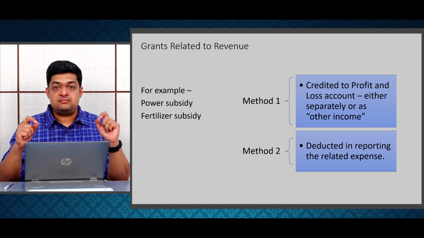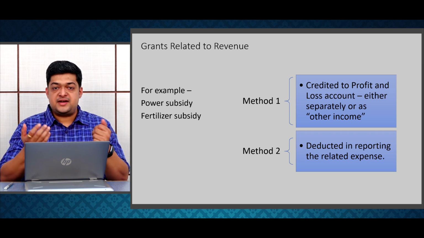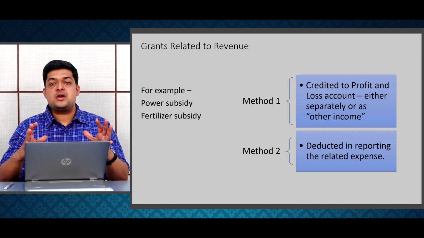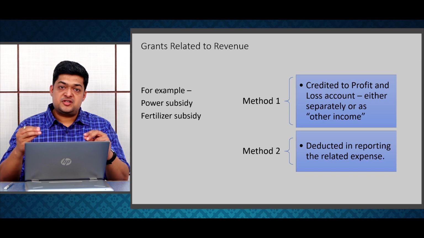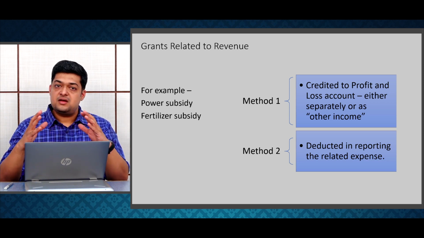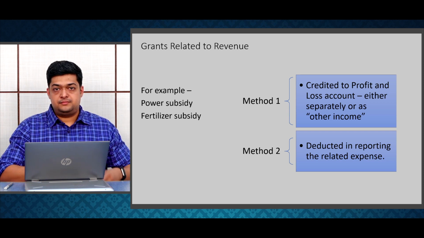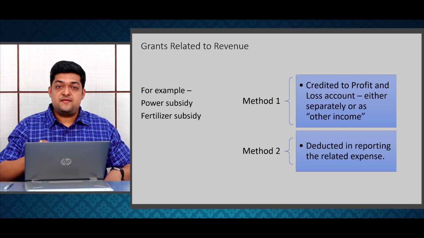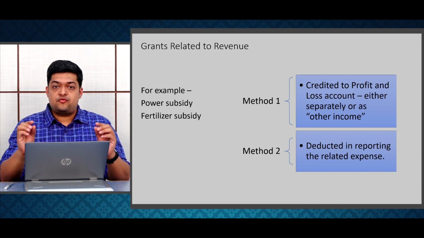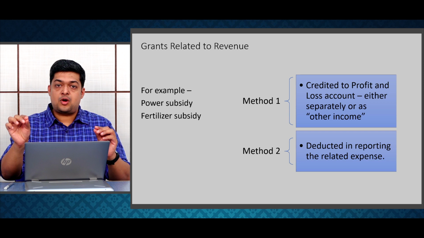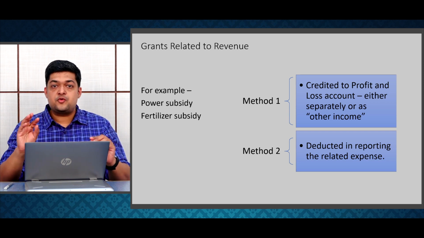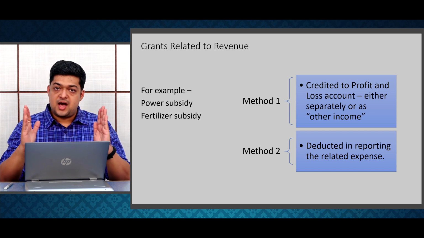How do we recognize them? Or for example, let's take another example. Suppose a power subsidy is there. In a particular industry, the power cost is very high, which makes the operations of the industry not feasible. And suppose that is the case, if it is not feasible, then government gives a power subsidy. So for example, per unit electricity normal bill is 8 rupees. Government says that we will give you 3 rupees per unit as a subsidy. This is a power subsidy. How do we account for these?